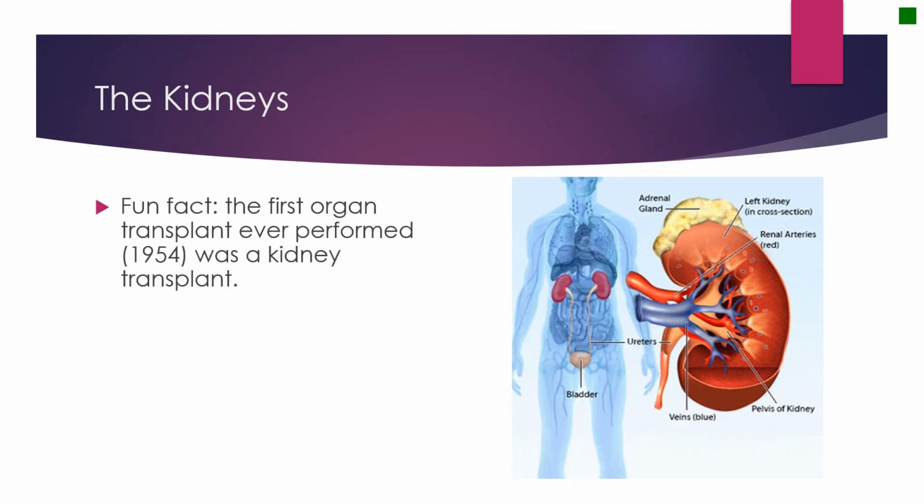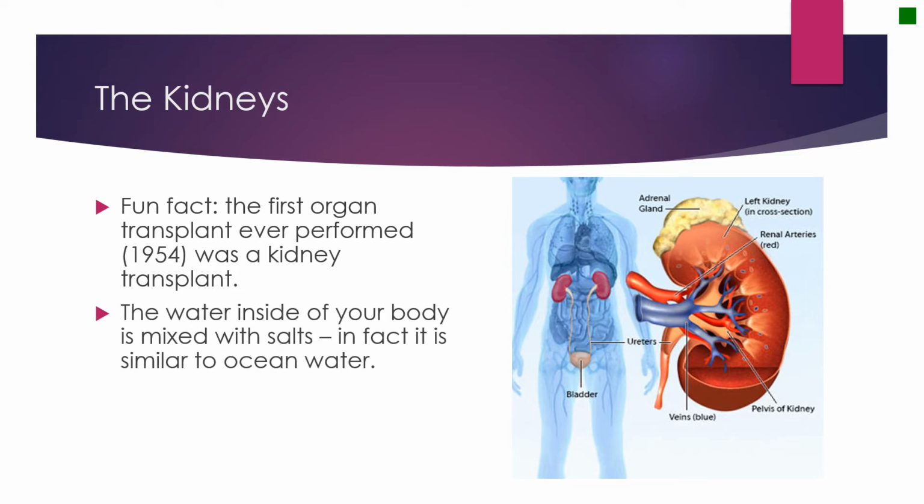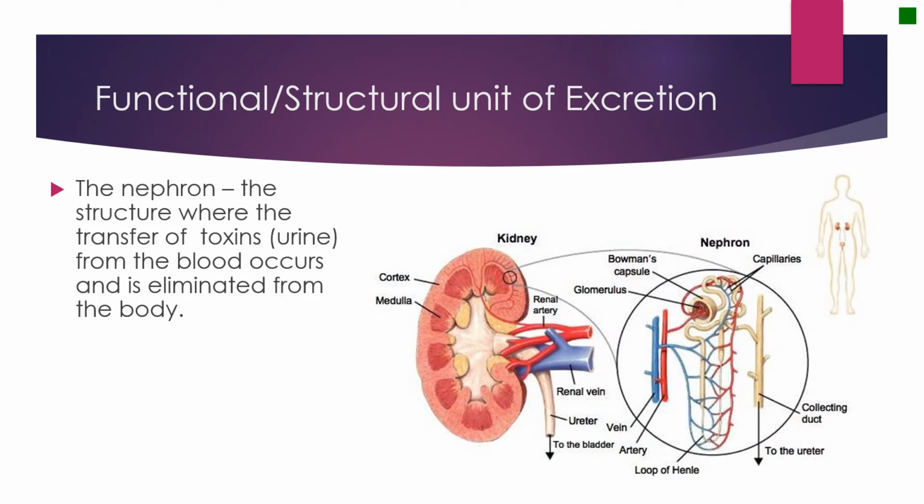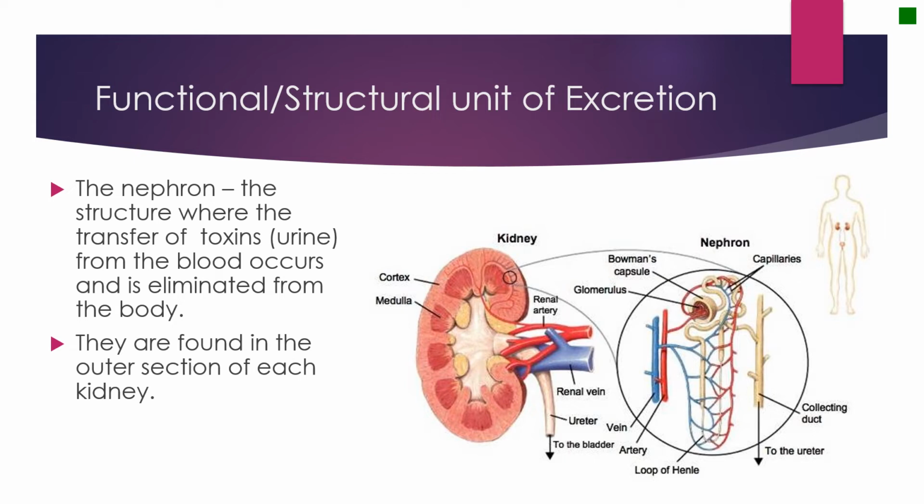So the kidneys. All right, fun fact, the first organ ever transplanted was a kidney in 1954. The water inside of your body is mixed with salts. In fact, it is sort of similar to ocean water. And the kidneys function to maintain this balance of salts inside of your body. And how do they do this? Well, they do it using a little tiny structure called a nephron. And this is a structure inside of the kidney where the transfer of toxins, in the form of urine mostly, from the blood occurs, and it is funneled off to a tube that will eliminate it from the body. Basically, it's a tube that connects you to the bladder so that you can fill that up as needed and then get rid of it. All of these little nephrons are found in the outer part of each kidney.